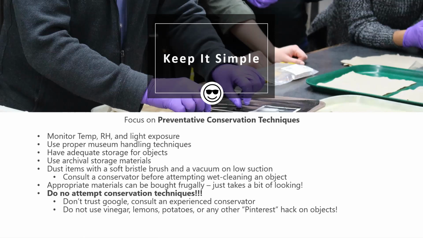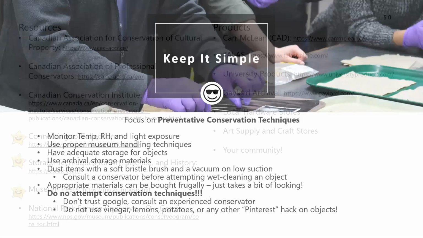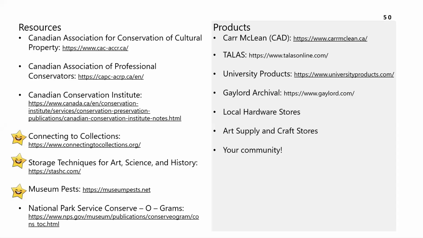And lastly, I'll go over some resources that I really love. One of them is the Canadian Association for Conservation of Cultural Property. This is a conservation resource, and it's a member I'm a part of, and so I followed their ethics when doing conservation work. If you're looking for a conservator, you can consult the CAC here.